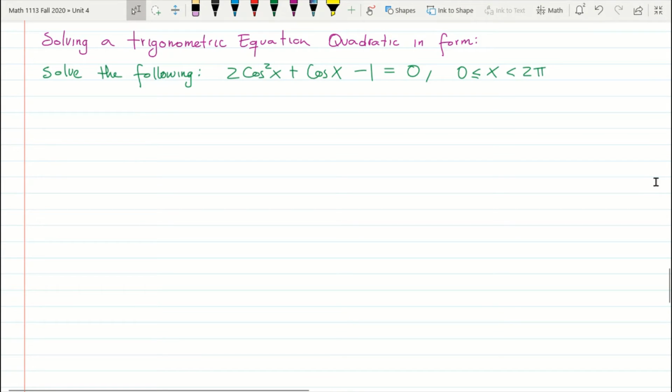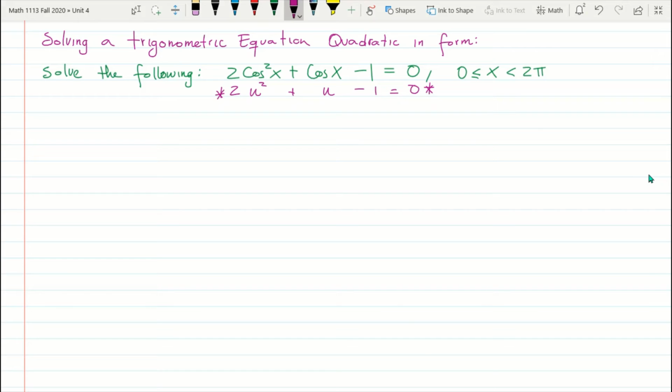Next, what if my trig equation has some kind of quadratic form? What does that mean, you may be wondering? This, right? 2 times cosine squared of x plus cosine x minus 1 equals 0. Here, the way that you may want to see it is that you could do a u substitution, right? Notice how this in the purple looks very similar to a regular quadratic equation, right? And whenever we have a quadratic equation that is equal to 0, we can use the quadratic formula or we can do some factoring, right?